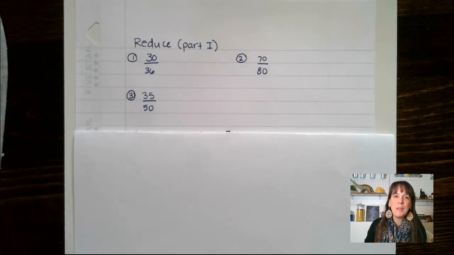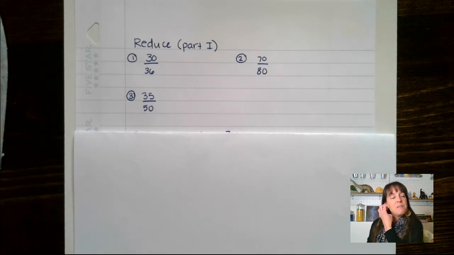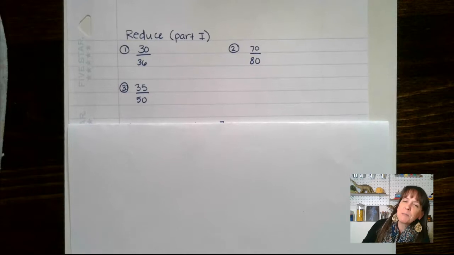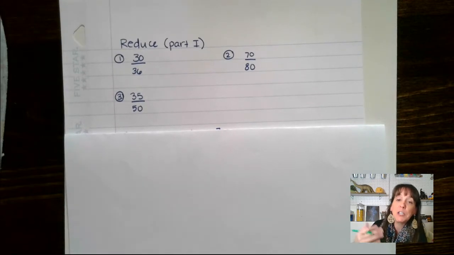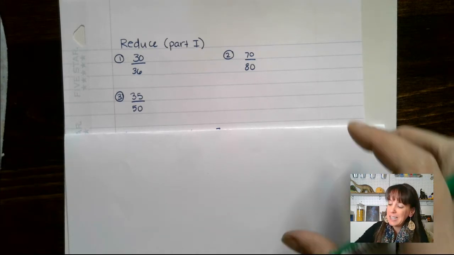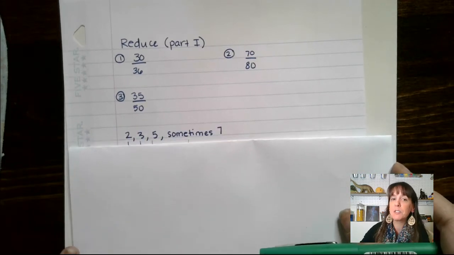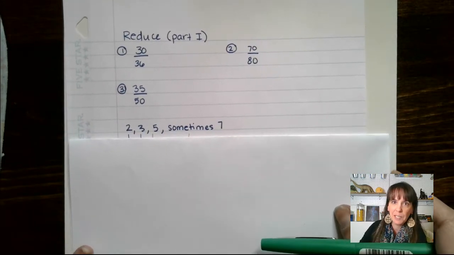All right, so we are going to talk now about reducing fractions. We're going to refresh this skill set. Oftentimes when you were reducing fractions, you were told, find the greatest common factor, right? That is a great method. You can absolutely do that. However, I found this other method I call the 2, 3, 5, sometimes 7 method seems to work really well. So let's just talk about that really quick.